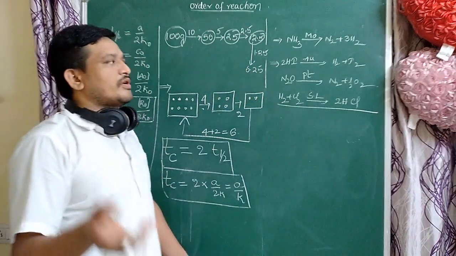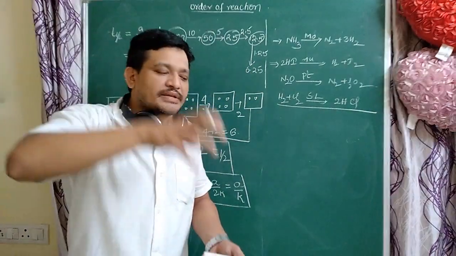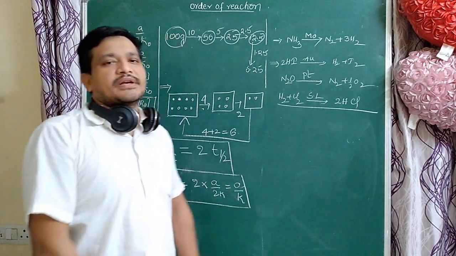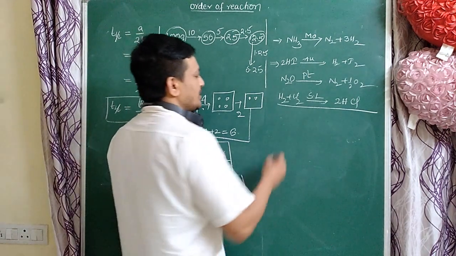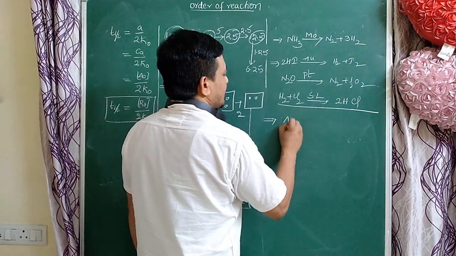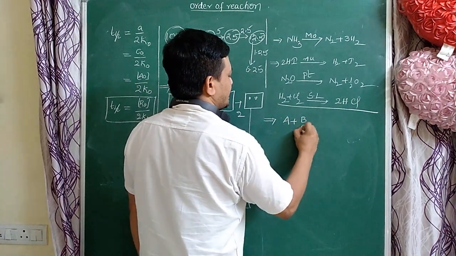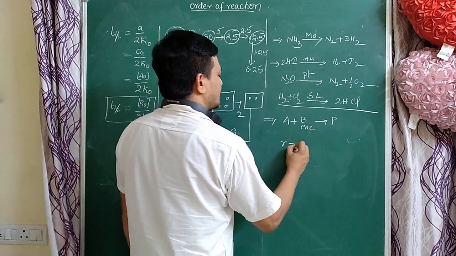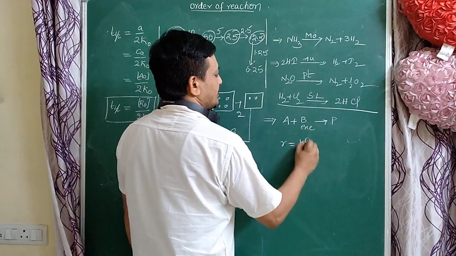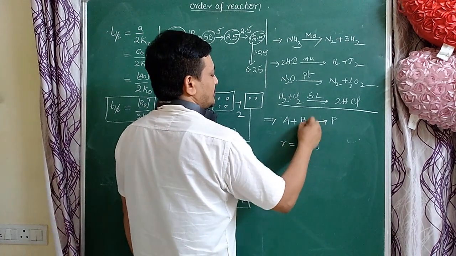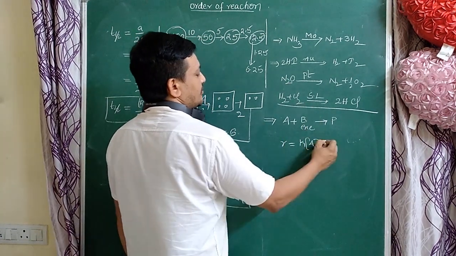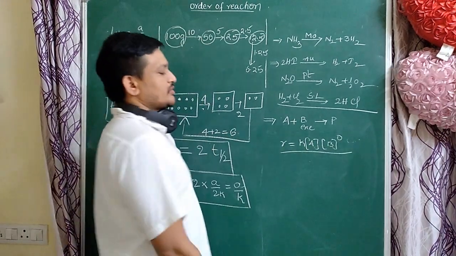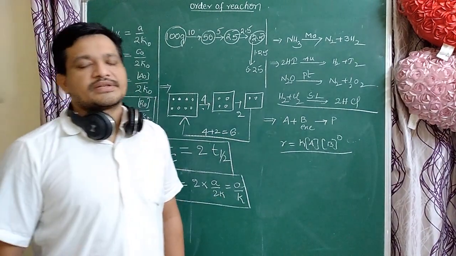A large amount of reactant is involved in the reaction, that's why the rate does not depend on that quantity. For example, A plus B, where B is in excess. So rate equals k times only A, the rate does not depend on B here. B is zero order, with respect to B it is a zero order reaction.